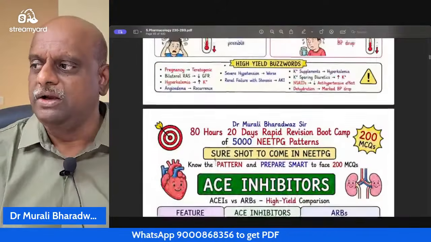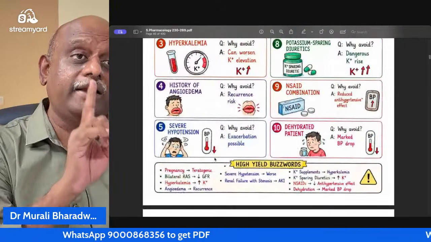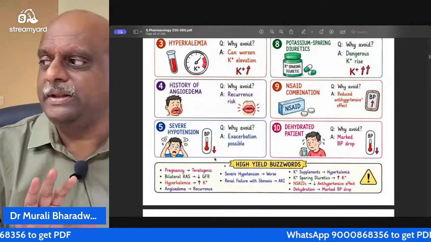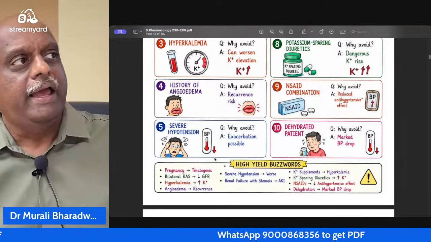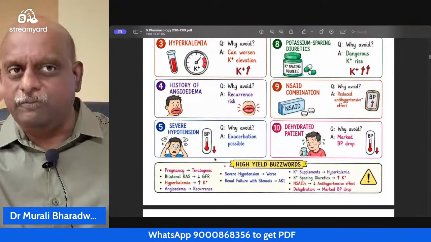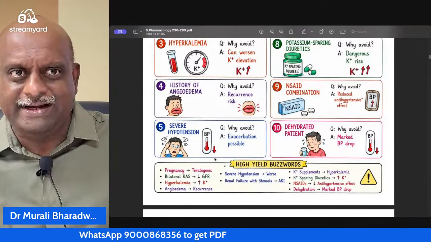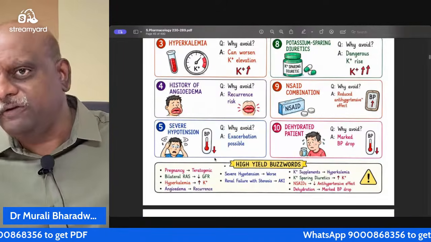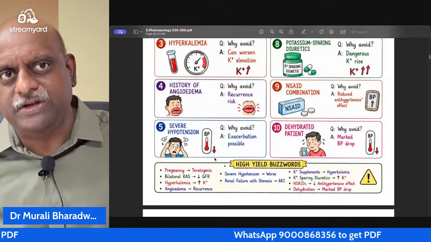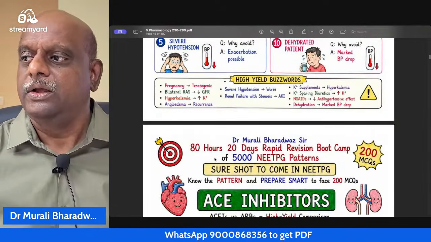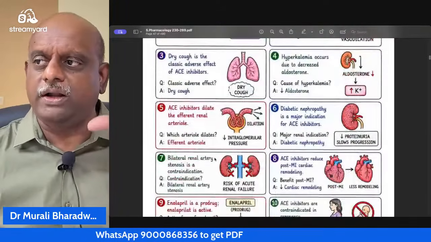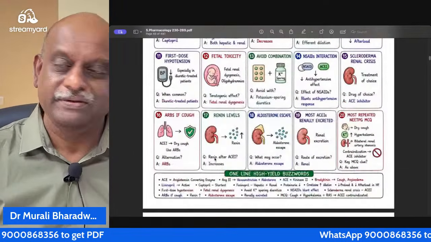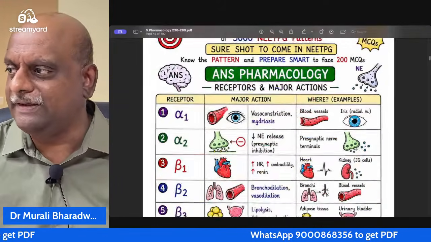So I leave the literature to you, doctor, and never ever give NSAIDs plus ACE inhibitors. Never do that. Because NSAIDs are inhibitors of prostaglandins, which are required for vasodilation. That's the reason if you give NSAIDs plus ACE inhibitors, the antihypertensive effect will get attenuated, diminished, is what we need to remember. So I leave the literature for you, doctor, on the 20 points you need to have crisply at your fingertips when you go to tomorrow's NEET PG exam.